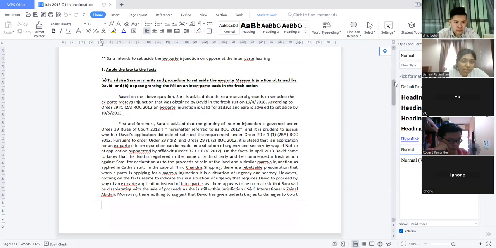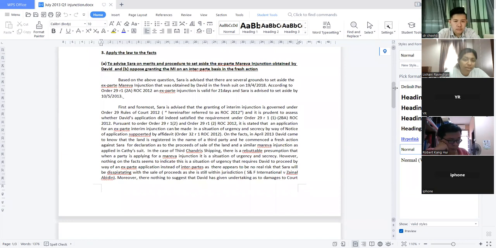Same, you can write an answer just like this. Remove the number 3, remove apply the law. You put A to advise this thing. So this is how your answer will be. You can draw a line, no issue. Actually, you're making it clear to the examiner. This is what I'm going to answer based on this thing. So I put A, I put B.